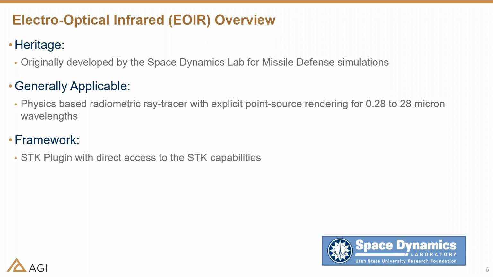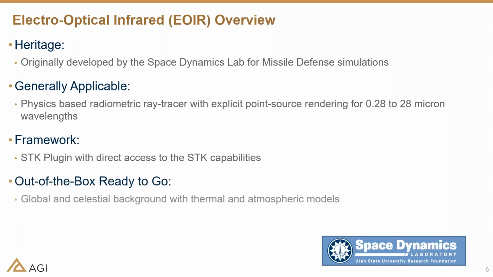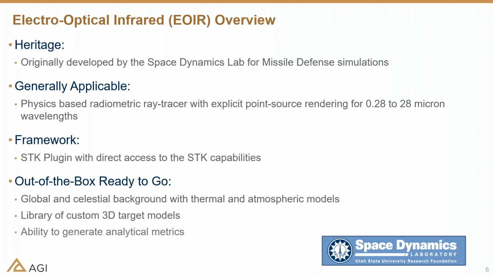It's an STK plugin, so you've got all of the good stuff in STK, but now you can add sensors to that as well. And it comes with a lot out of the box. So you get an entire global model. It's a material map of the entire Earth. You've got a diurnal thermal model to heat things up, cool things down. You've got a celestial background. You have a library of custom 3D models, and you also have the ability to not just do these sensor visualizations, but you've got all those radiometric debugger outputs as well. So you can do analytics.